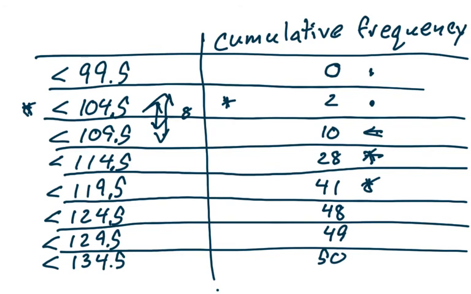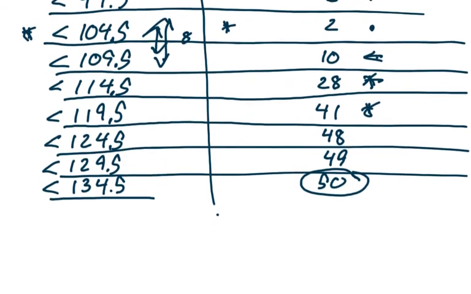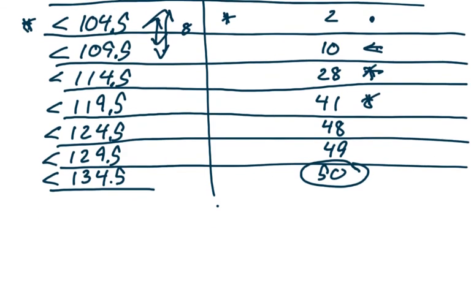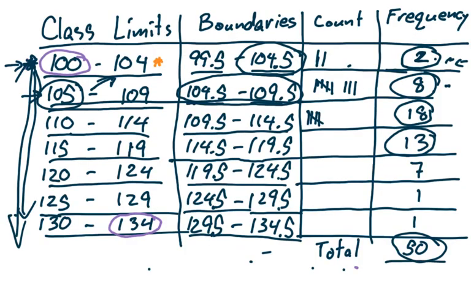When we get down to the bottom here, the set of all values that are less than 134.5, well, our highest value was 134. So that means all of the data values are less than 134.5. So the cumulative frequency for the last class better be equal to the total for your grouped frequency distribution.